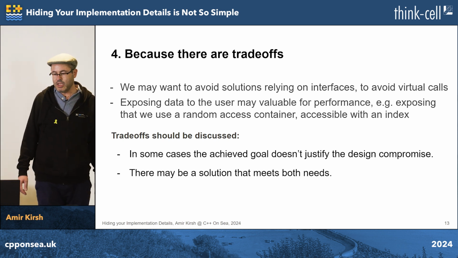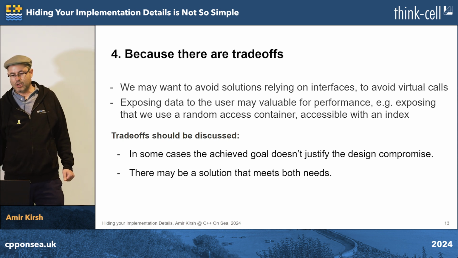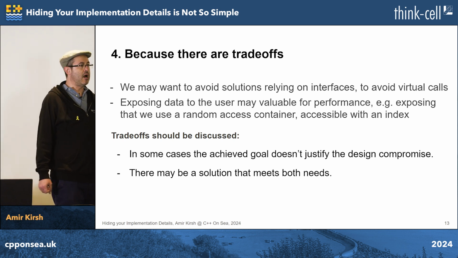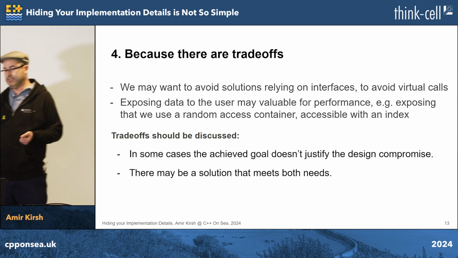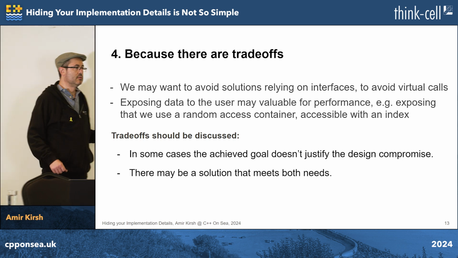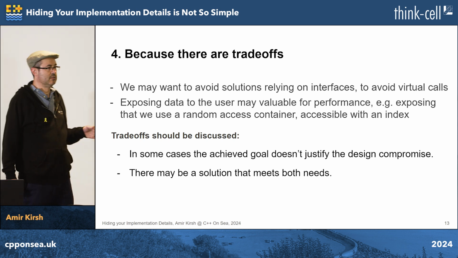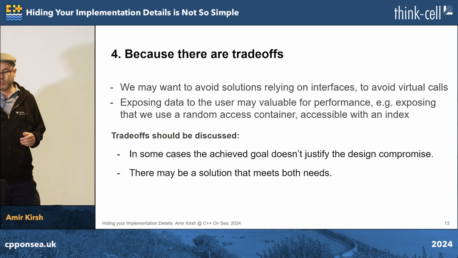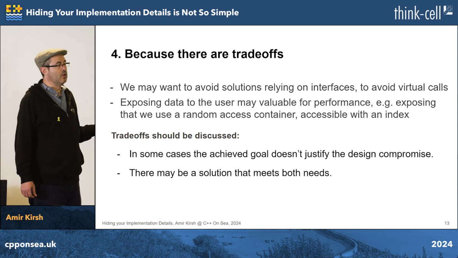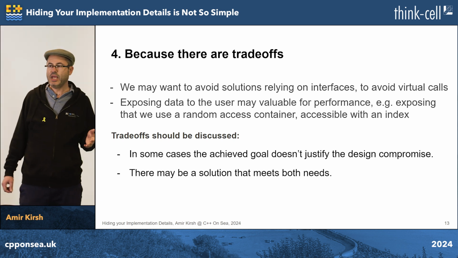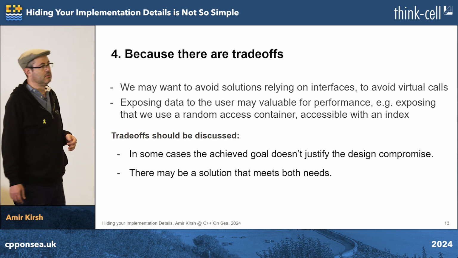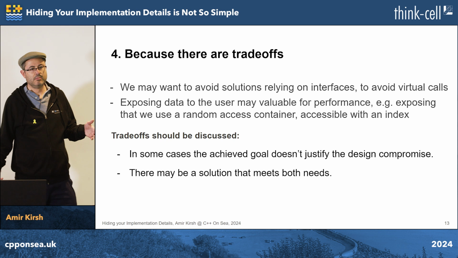In some cases, I do say that, yeah, maybe I want to rely on an interface. Maybe I want to expose an interface and not the actual thing, but relying on an interface means virtual calls. And maybe I don't want virtual calls. Or maybe I do want to expose the fact that I'm using a random access container, because you can then use this information and your code, the user code, would be more efficient. So performance-wise, maybe I do want that.